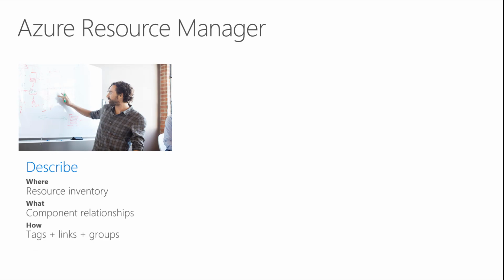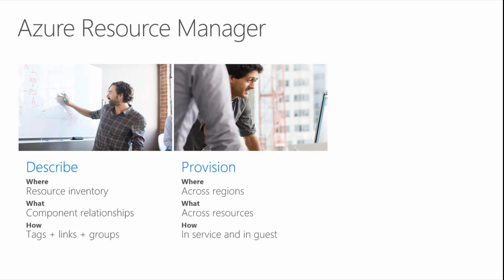So with Azure Resource Manager, first of all, we have to describe where the resource inventory is, what we're going to have as far as component relationships. So think of the example of a virtual machine. A virtual machine isn't just a single object in Azure or Azure Stack. It has other relationships with things like a network interface card, IP addresses, maybe load balancers, and other things. How we're going to describe it with things like tags and links and groups. We'll talk more about those later.